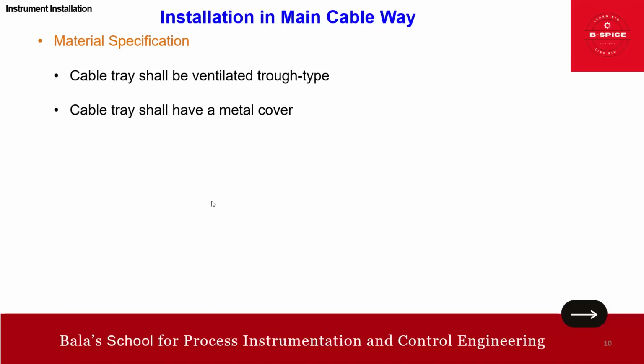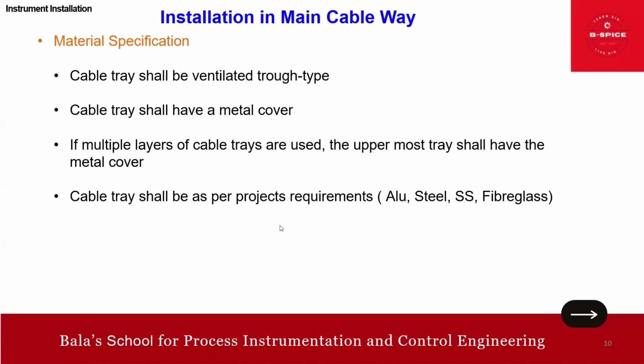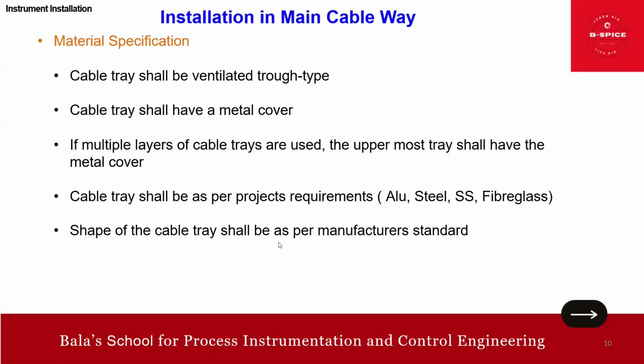Okay. Cable tray shall have a metal cover. If multiple cable tray layers are used, I'm talking about the galvanized, the perforated tray, GI tray, the uppermost tray shall have the metal cover. Cable tray material shall be as per the project requirements, basically. Could be aluminum or steel or SS or fiberglass. Okay. Shape of the cable tray, we'll leave it to the manufacturer standard. Okay, friends? I think this is okay, right?